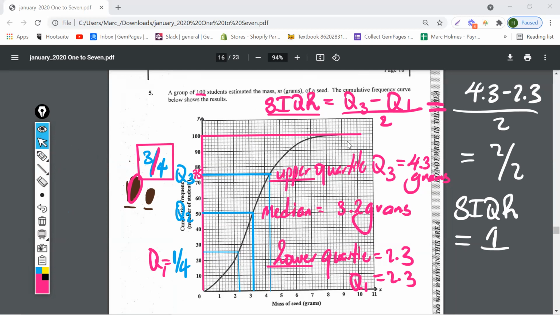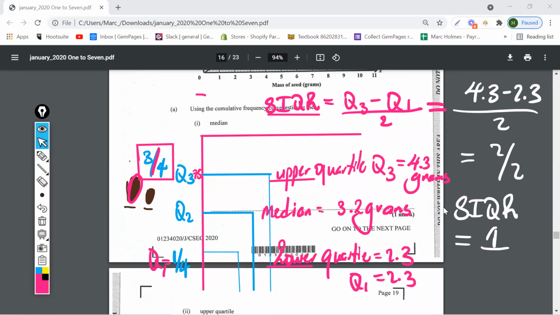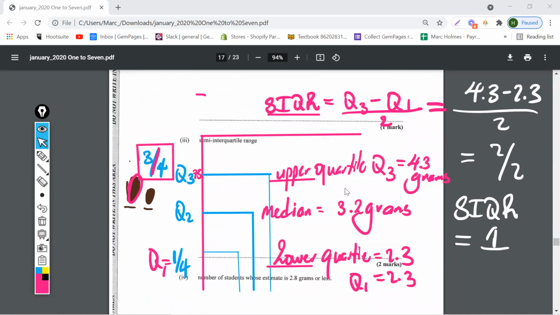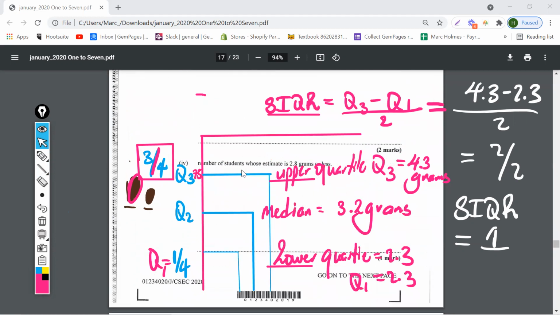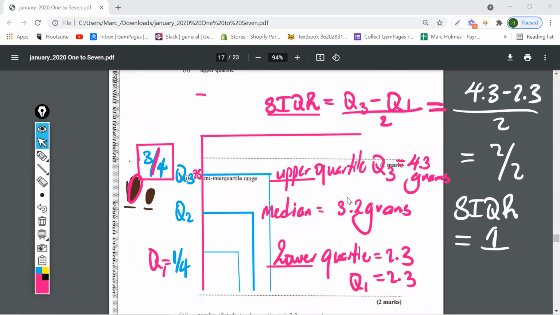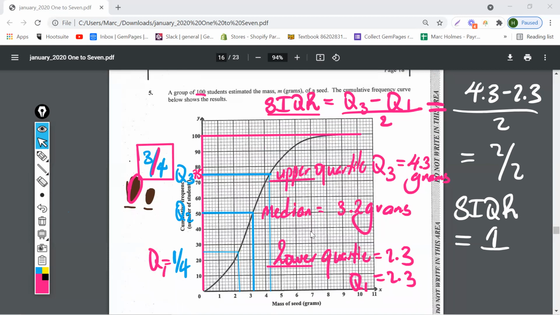And then the last question they ask us here, guys. We found the SIQR, the median, and the lower and upper quartile. The last thing they ask us for is the number of students whose estimate is 2.8 grams. So let's go back to the graph. We just need to look at the point on the graph where it's 2.8, which is right here. And if we match it well, it's going to be 40 students. So that's the answer for the last one.